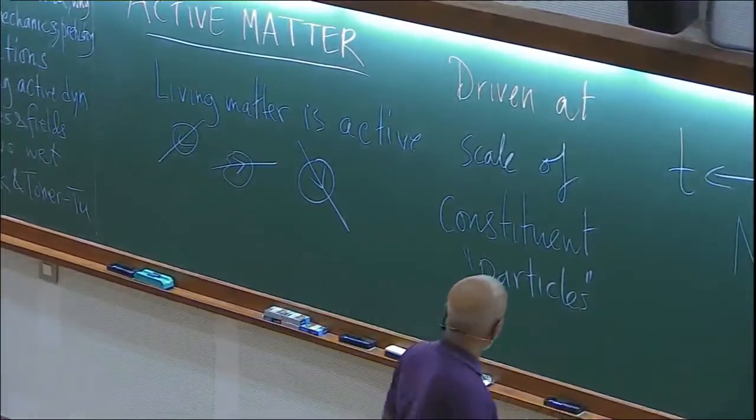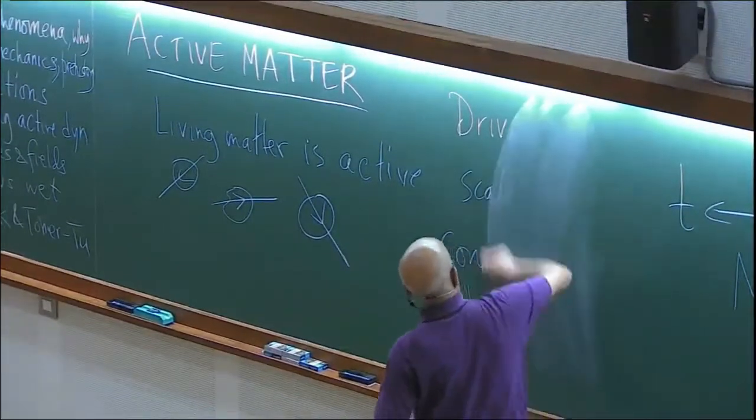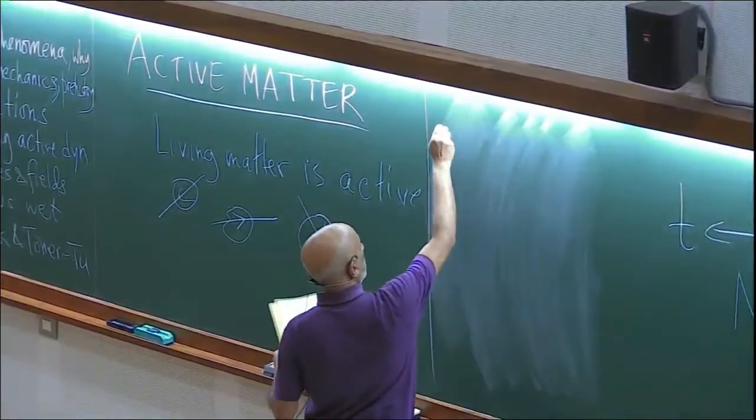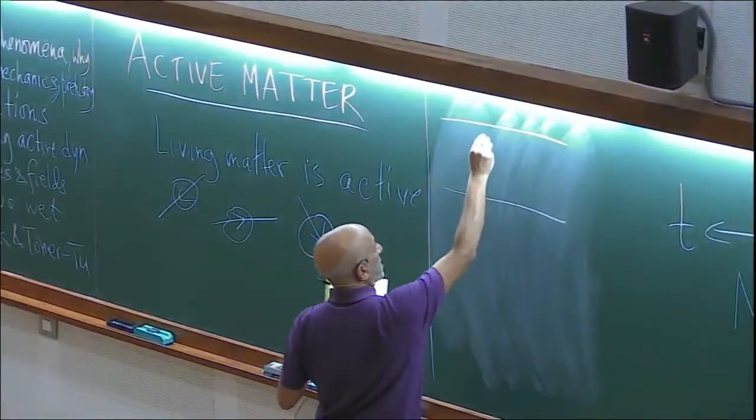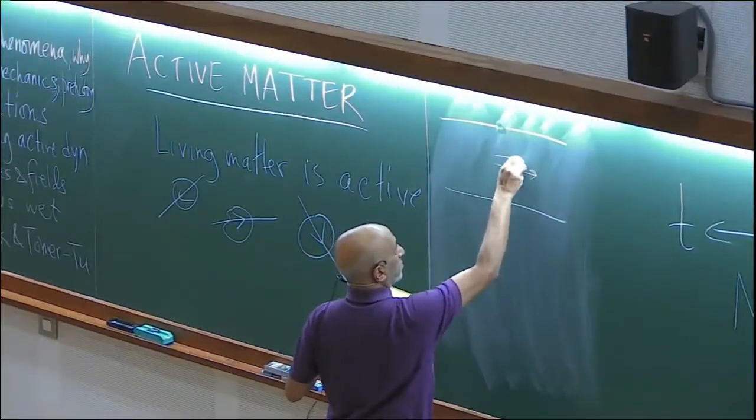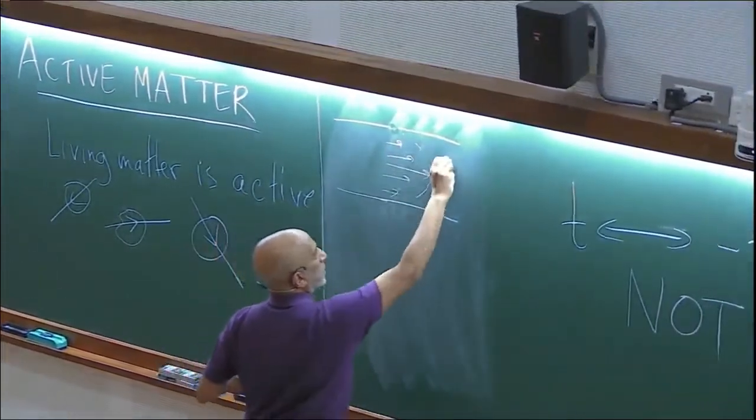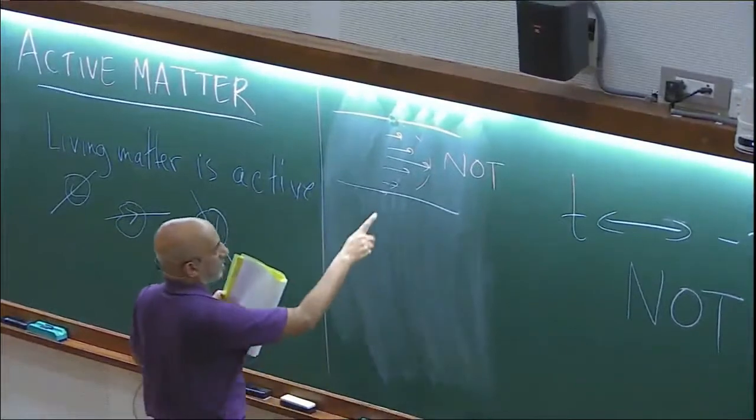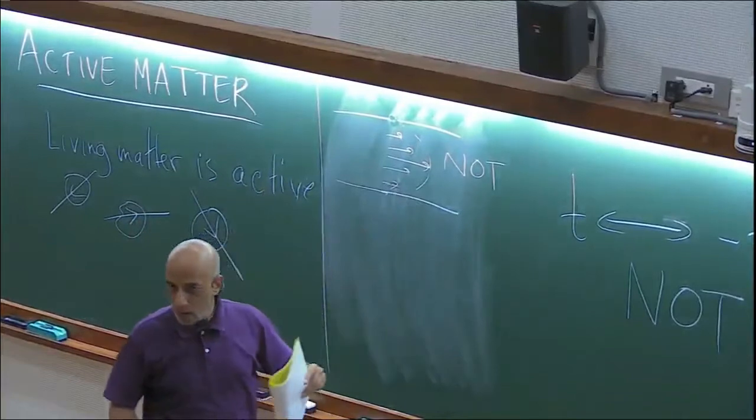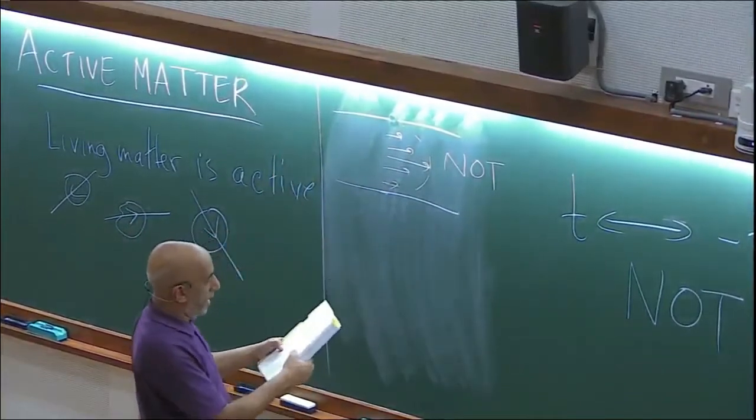Just to draw a contrast, let me give you a set of cartoons of different non-equilibrium systems, okay? So this is a fluid. This is not what I would call an active system. The reason is the forcing is being applied from one end, you're pushing fluid through it. The degrees of freedom in here are getting their energy indirectly. So I would say this is not an active system.